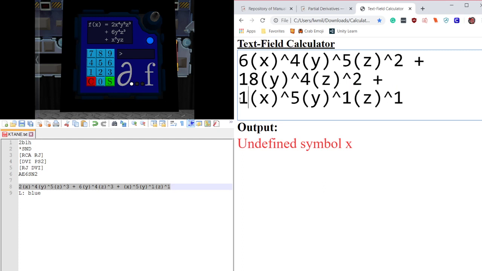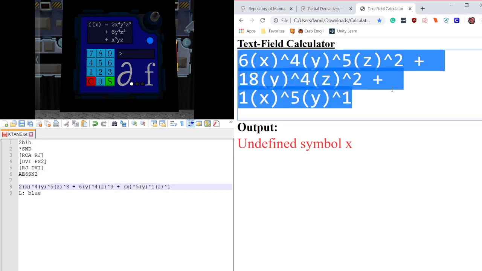1 times 1 is still 1. 1 minus 1 is 0. Z to the power of 0 is 1, which means we can remove this. Basically, if we get a variable to the power of 0, we're multiplying the coefficient with this value, with this value. Anything to the power of 0 is 1, so we're basically just multiplying by 1. So this is our derived equation for stage 1.